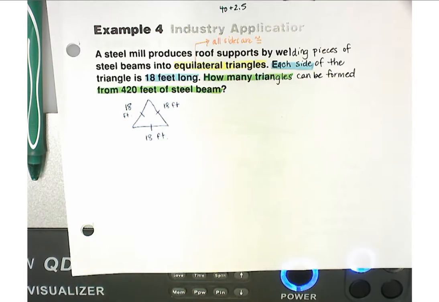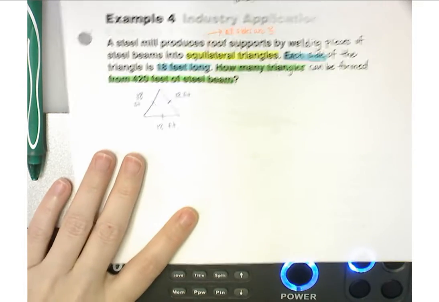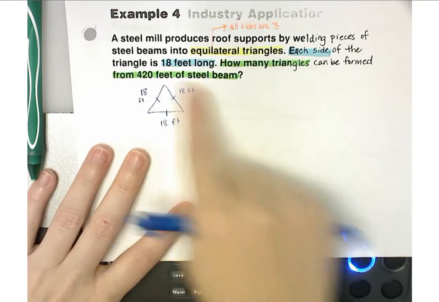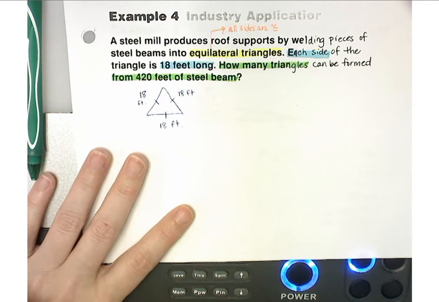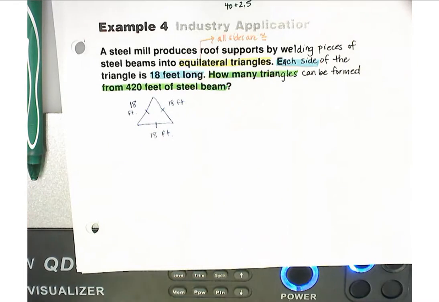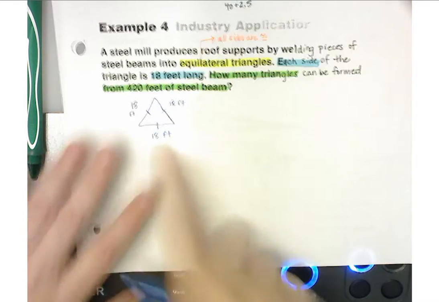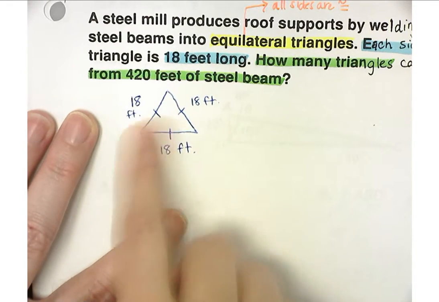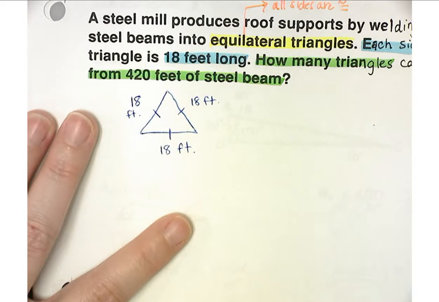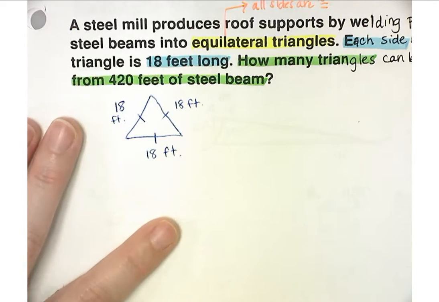Danielle, how can I figure that out? So if I know each side is 18 feet, how can I find out how much I would need for one triangle? That's not going to help you with one triangle. That would be how many sides you can make from 420. But just looking at this triangle, how can I figure out how much feet I need to make just one triangle? Yeah, right? So add each side up, right?